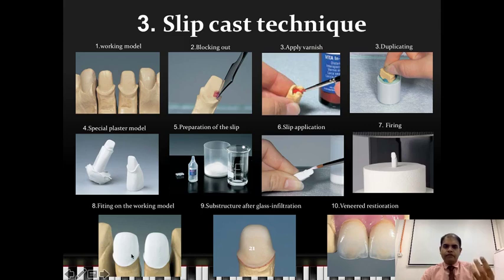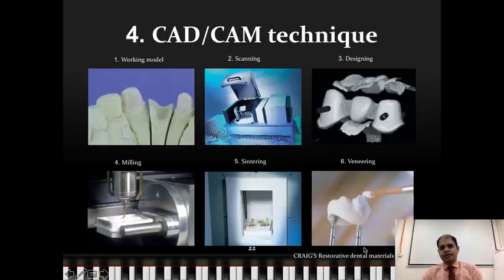So we have to check the fitting onto the cast. Then we do the substructure after glass infiltration, and we do the coloration and the most outer layer veneering, and this is the final restoration. After drying on the model, finally it will be introduced to the patient's mouth. This is called the slip cast technique.